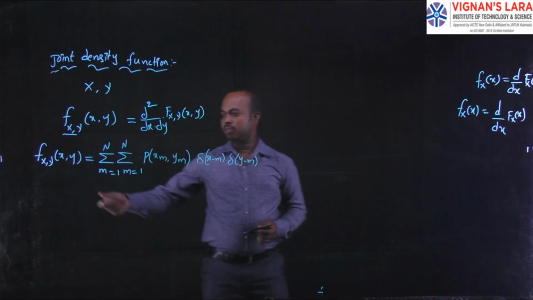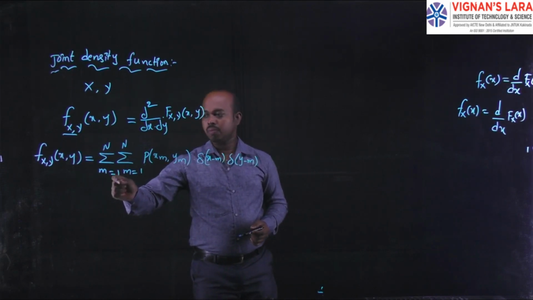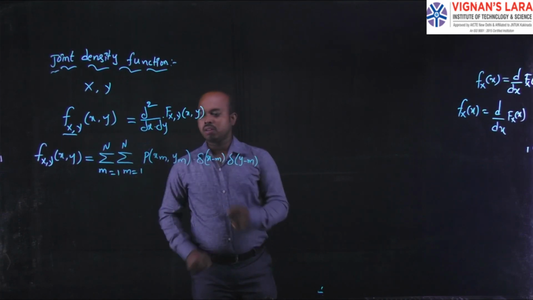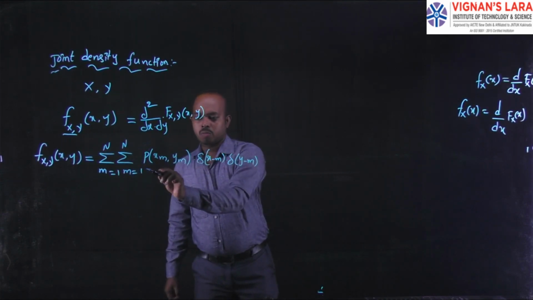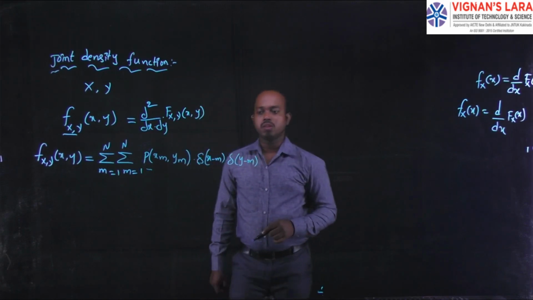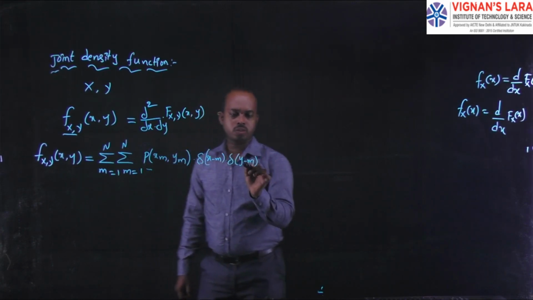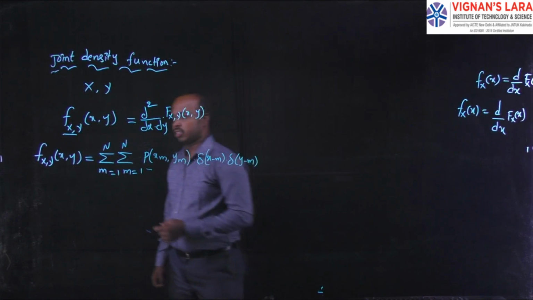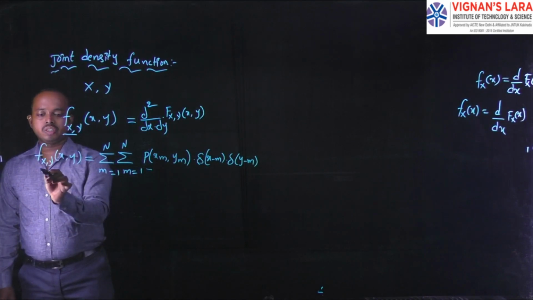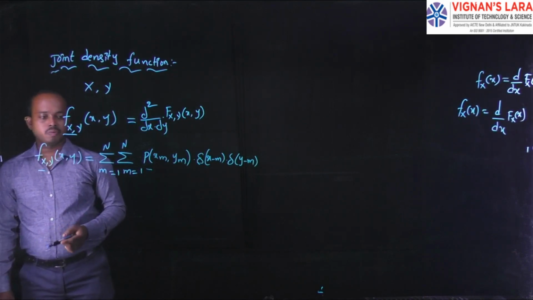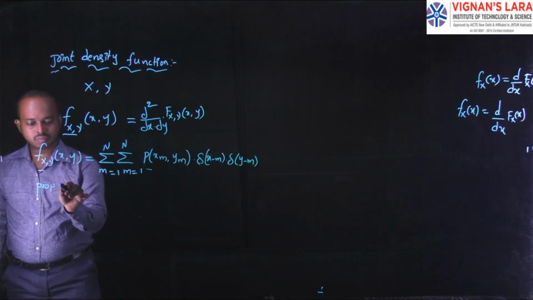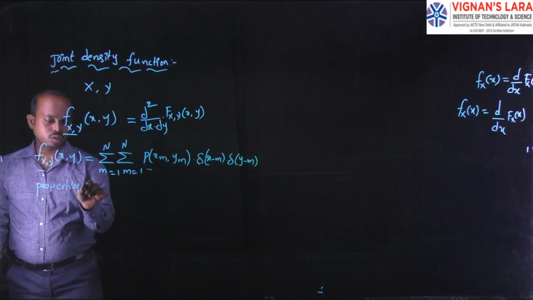The joint density function formula is the double summation of the joint probability function multiplied by its impulse values, the impulse value of x and the impulse value of y. By using this formula, you can find its joint density function. The joint density function has some properties. The properties of the joint density function.